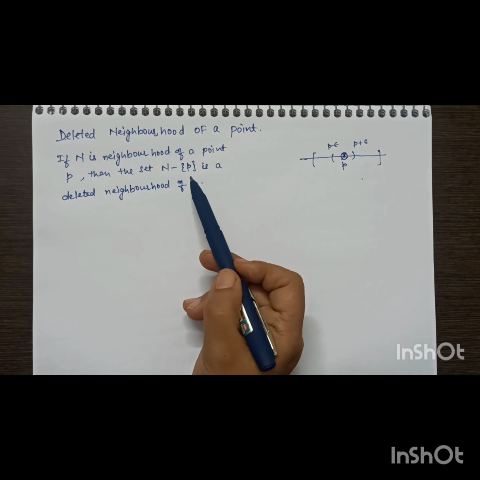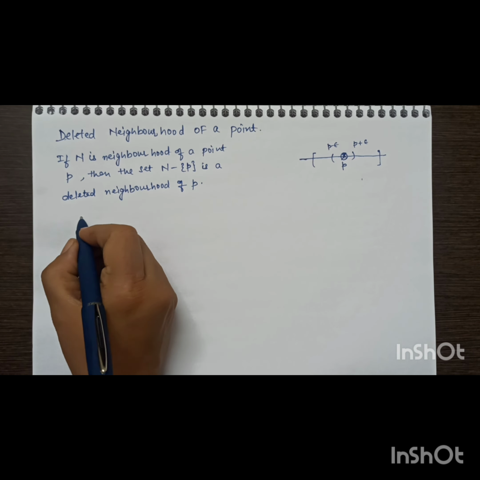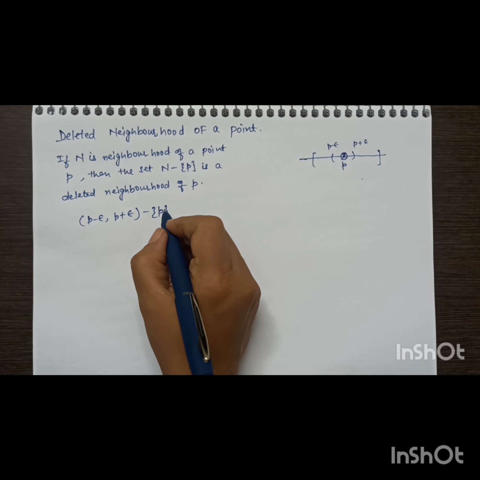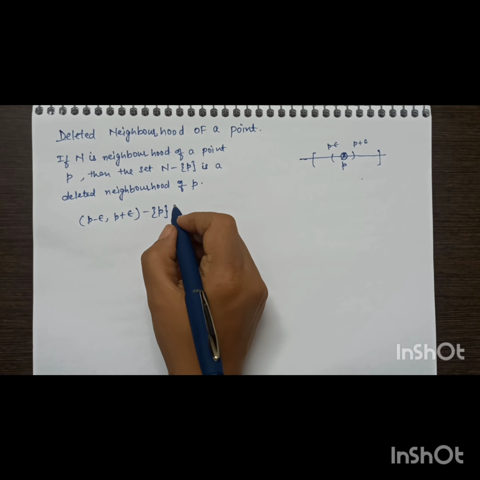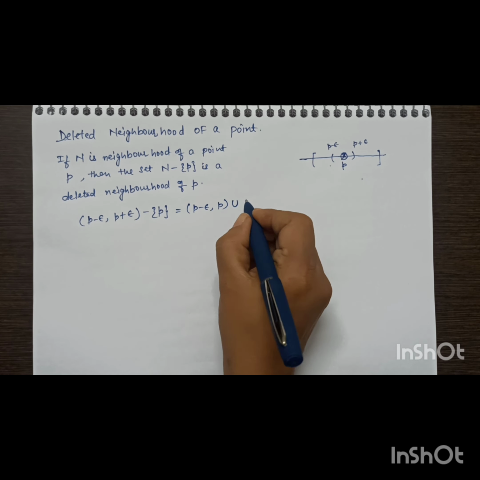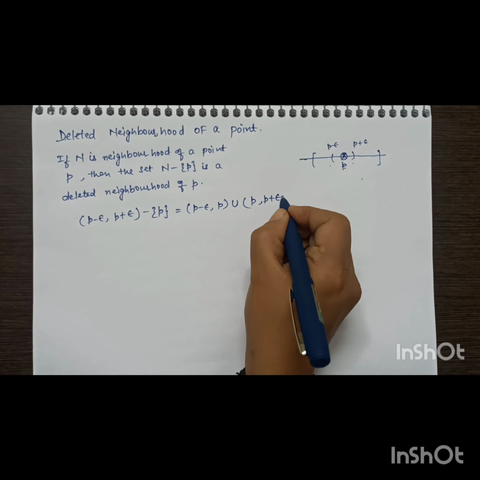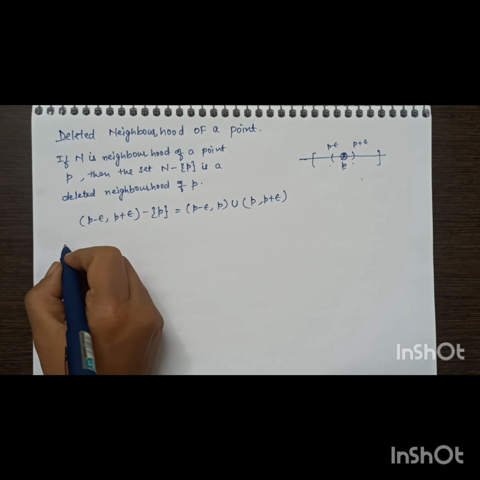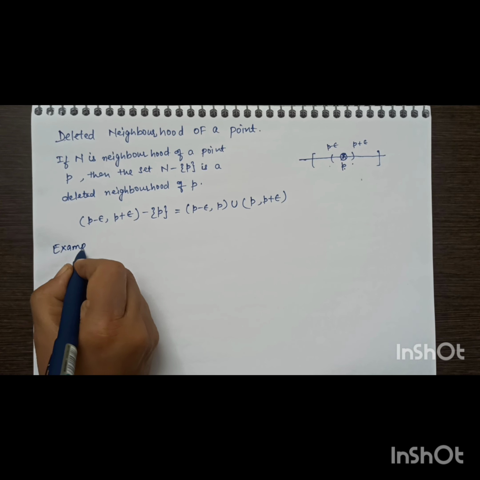Then the neighborhood left will be the deleted neighborhood of point P, which does not contain P, but it is a neighborhood of P. That's why it is called deleted neighborhood of P. So it's the open interval P minus epsilon, P plus epsilon with P removed, the difference with P, which contains the points from P minus epsilon to P, union P to P plus epsilon.